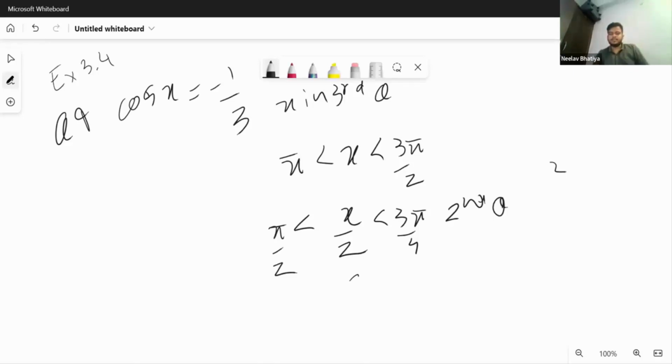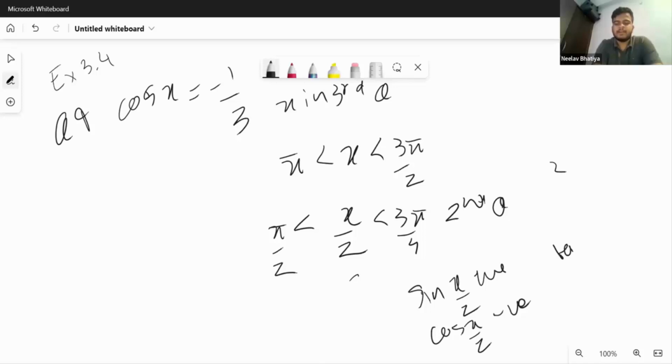Make sense? It makes sense because it's less than 3 pi by 4, but it's greater than pi by 2. So sine x by 2 is positive. Cos x by 2 is negative. Tan x by 2 is also negative. Correct. We have found out all the signs. We're going to solve it now.